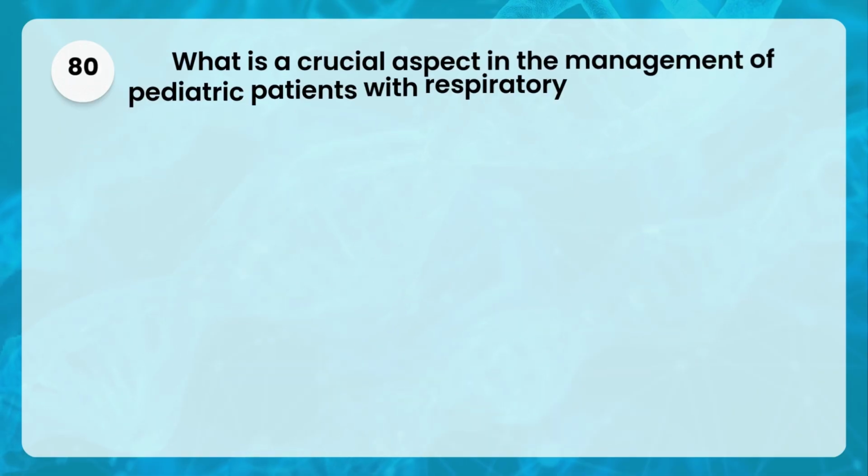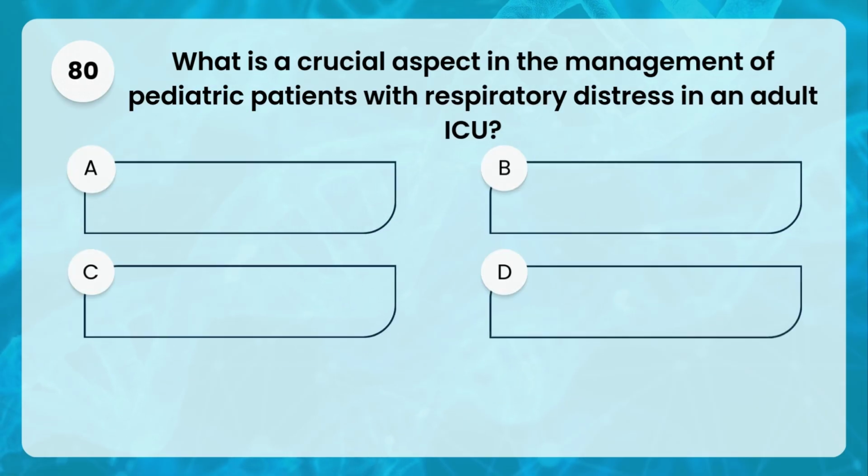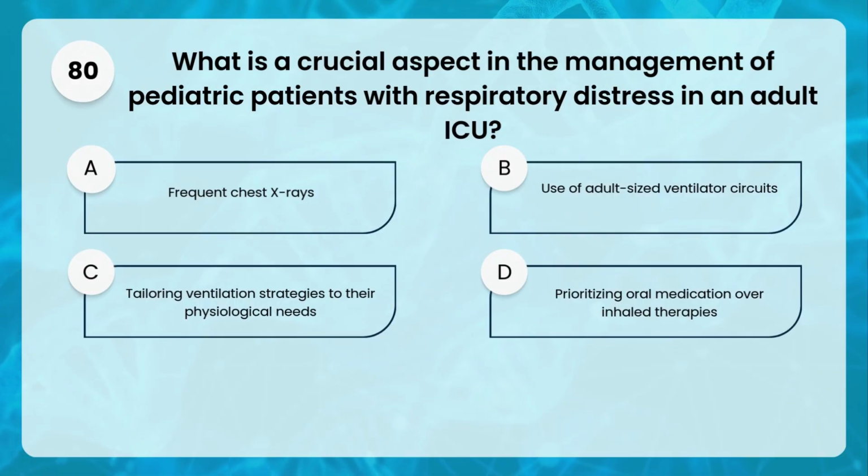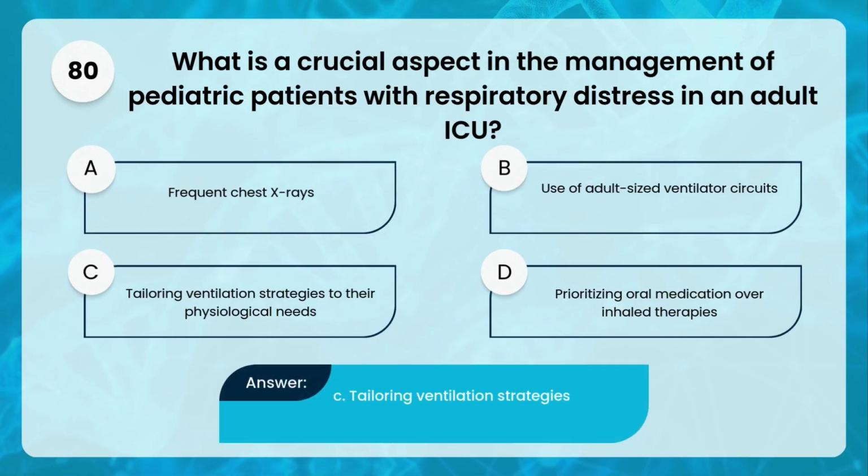80. What is a crucial aspect in the management of pediatric patients with respiratory distress in an adult ICU? A. Frequent chest x-rays. B. Use of adult-sized ventilator circuits. C. Tailoring intervention strategies to their physiological needs. Or D. Prioritizing oral medications over inhaled therapies. The answer is C. Tailoring ventilation strategies to their physiologic needs.